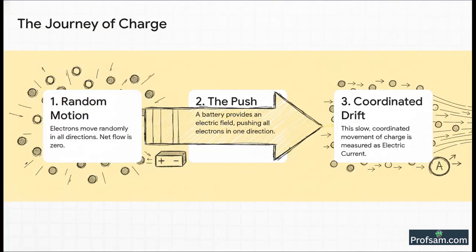So here's what's happening. Step 1, in any piece of wire just lying there, the electrons inside are in complete chaos. They're moving around like crazy, bouncing off everything in all random directions. So the net flow is 0. Nothing's really going anywhere. Step 2, but the moment you connect a battery, it creates an electric field that zips through the wire almost instantly. This field gives a tiny, gentle, but organized push to every single electron at the same time. And step 3, because of this push, all the electrons, on top of their random motion, start to slowly drift together in one direction. It is this slow, coordinated group movement that we call electric current.